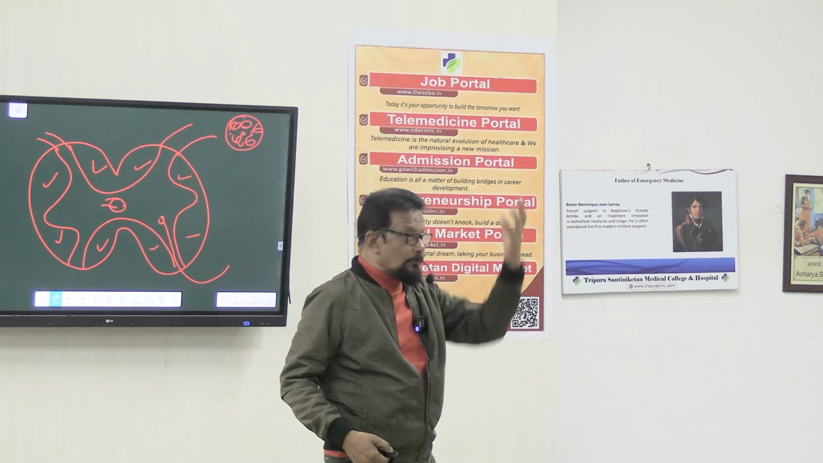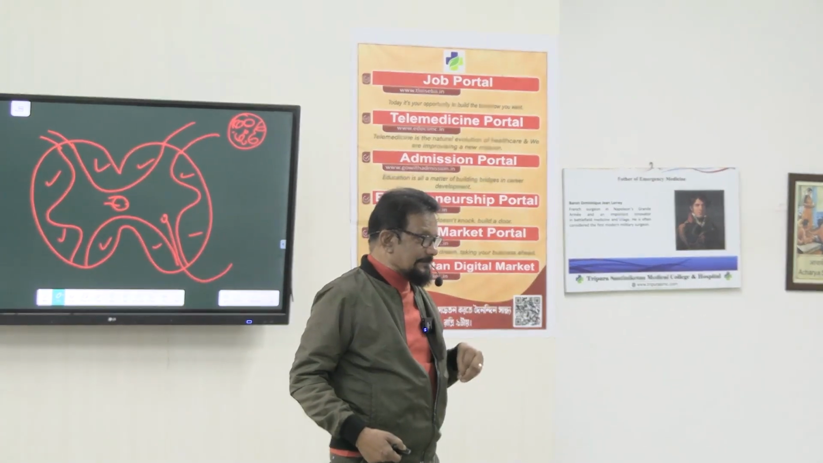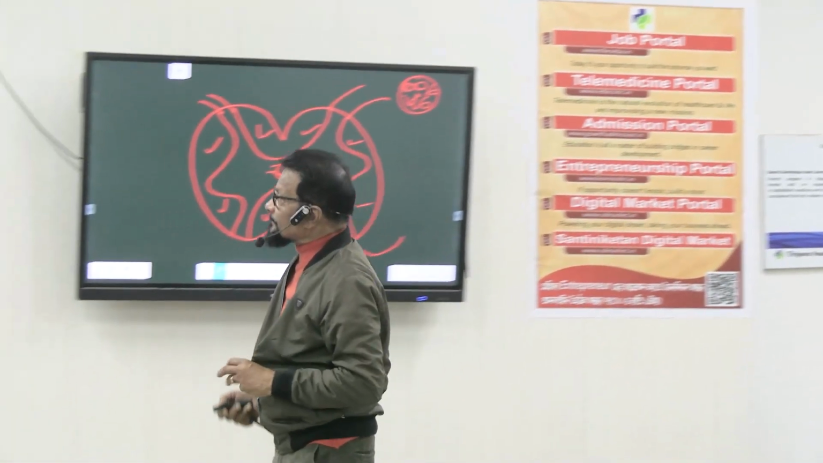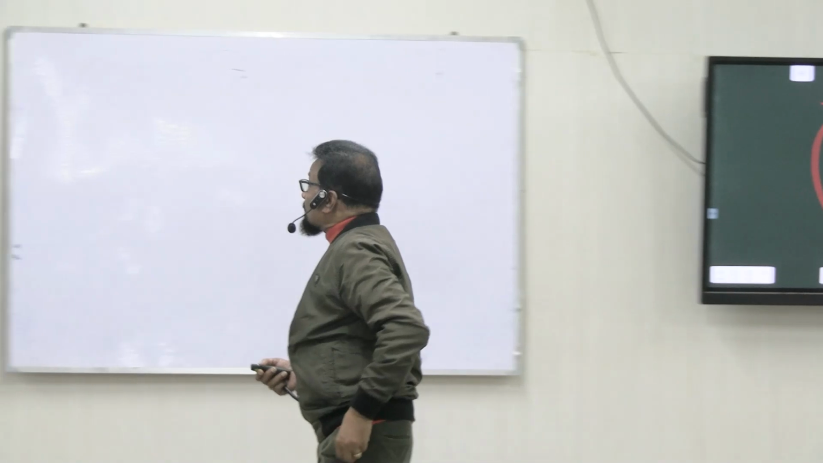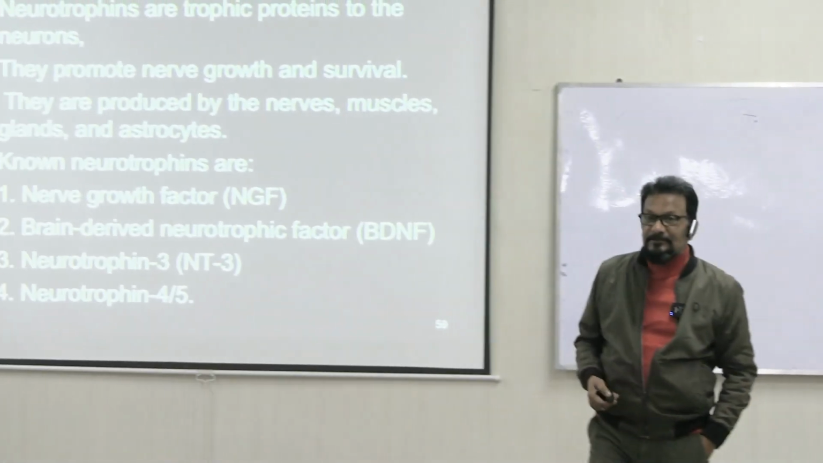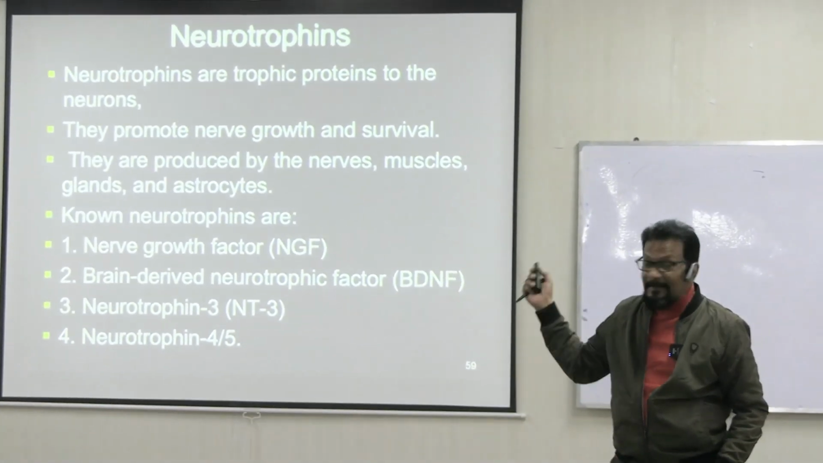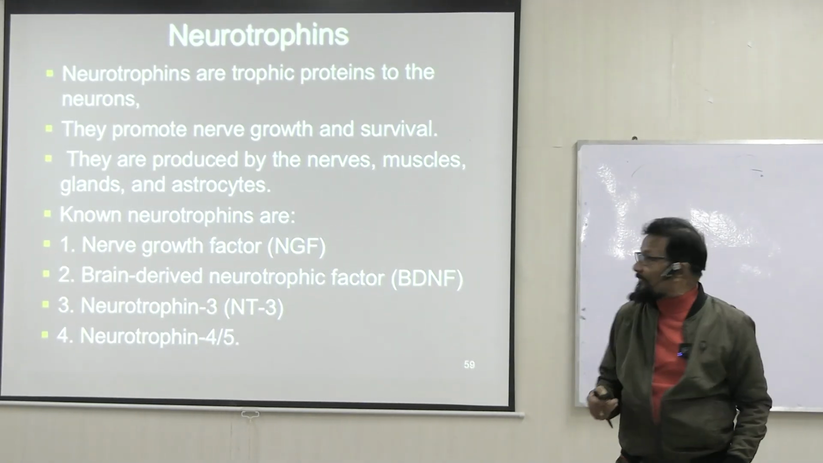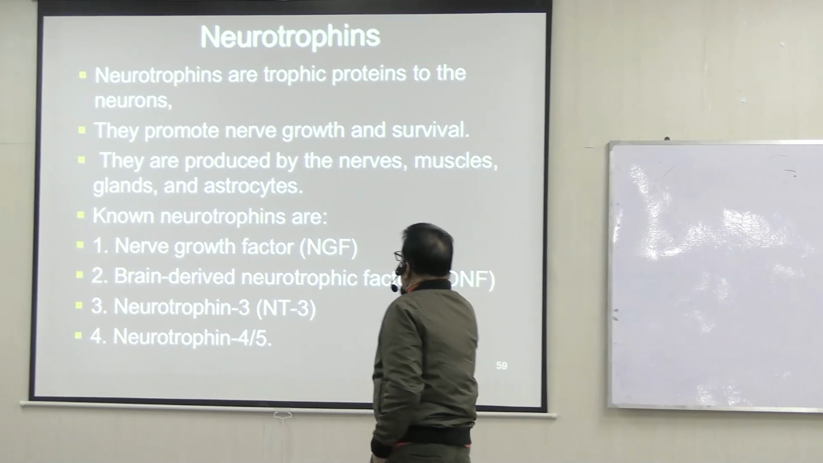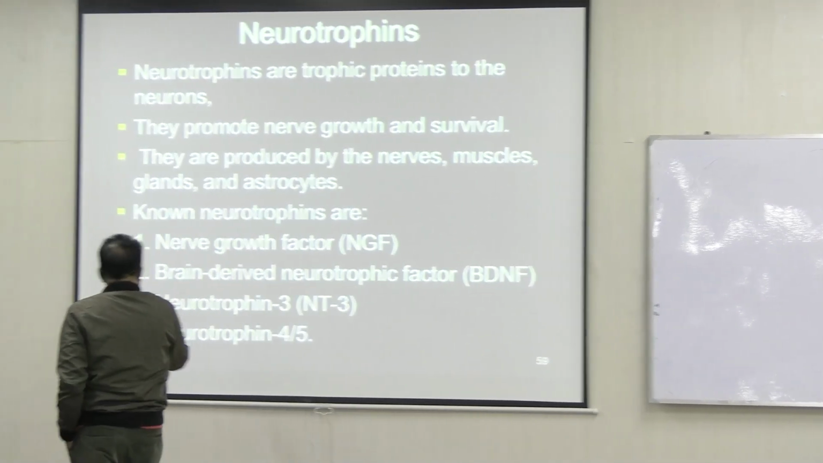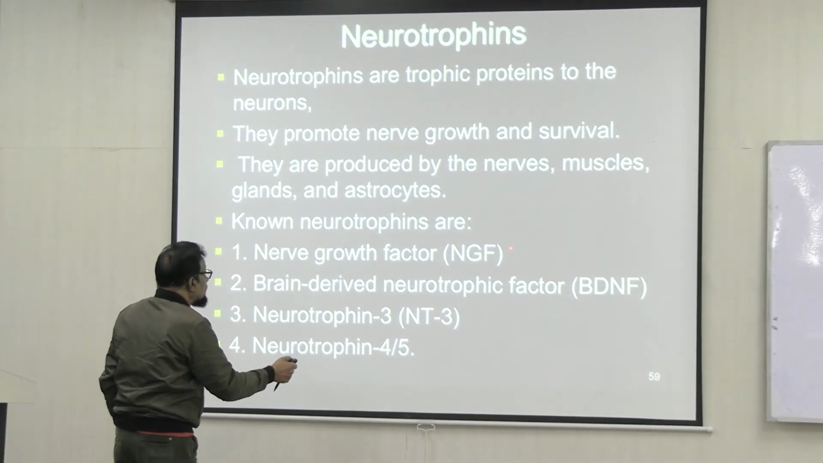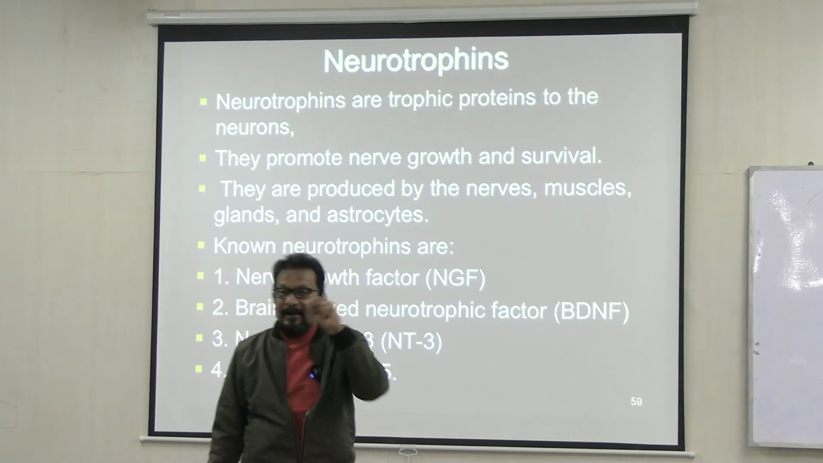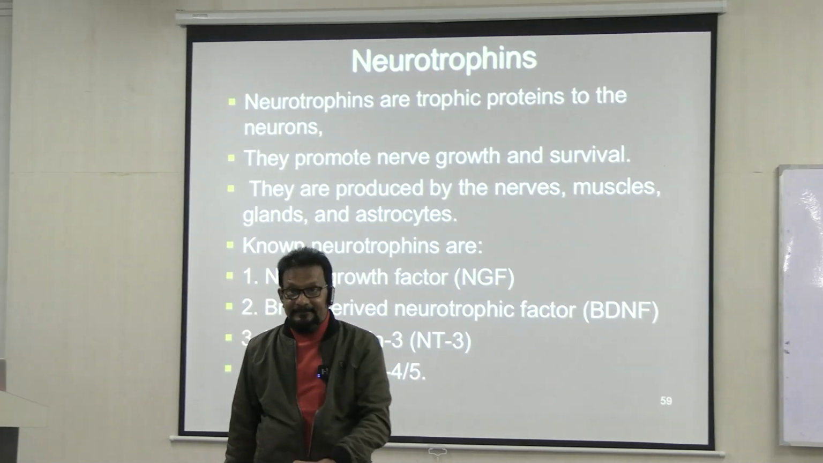They are synthesized by somebody else but needed by these neurons. Sometimes neurons also produce neurotrophins. They promote nerve growth and survival. What is their function? As the name implies, nerve growth factor promotes growth, maintenance and survival. Among these neurotrophins, this is the most important, and it is the first neurotrophin identified, isolated and studied.